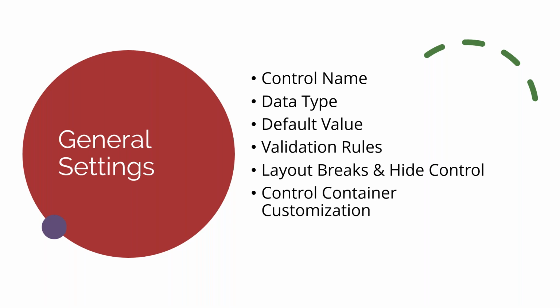And then control container customization. Every control is placed inside of a container. That container takes up space. Even if the control is not visible, you can control that through some customization options that we have, which might be important to you if you're dynamically showing and hiding your controls and you want that space to either collapse completely or maybe retain it because the layout is dependent on that.